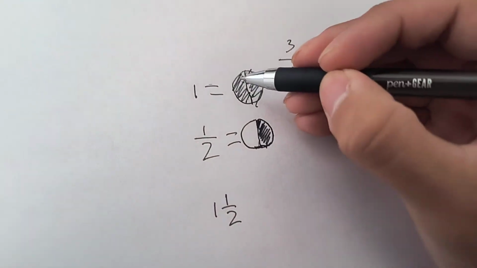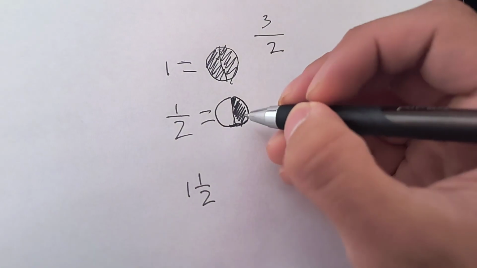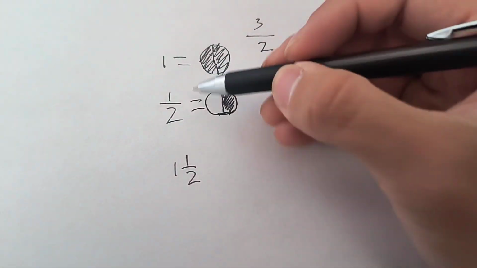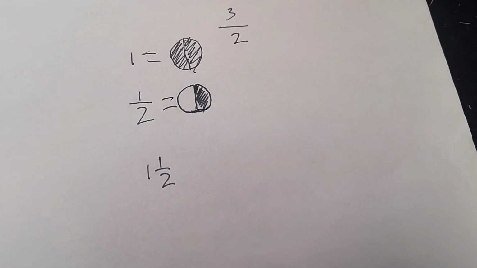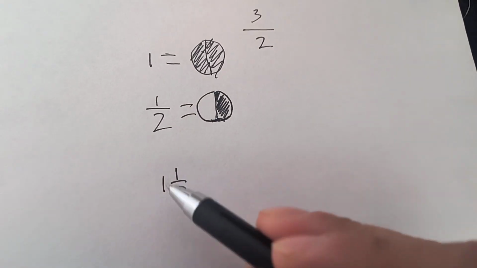But you can say, okay, well, I have one circle. I colored in one circle, and then I colored in another half of a circle. So instead of saying 3 over 2, we would say 1 and 1 over 2. 1 and 1/2. Like this.